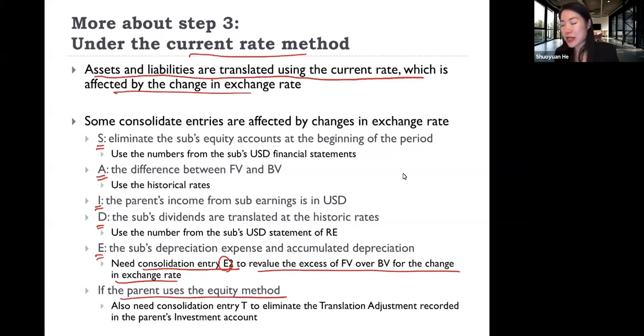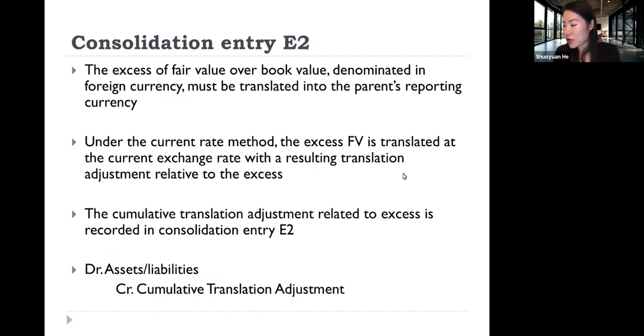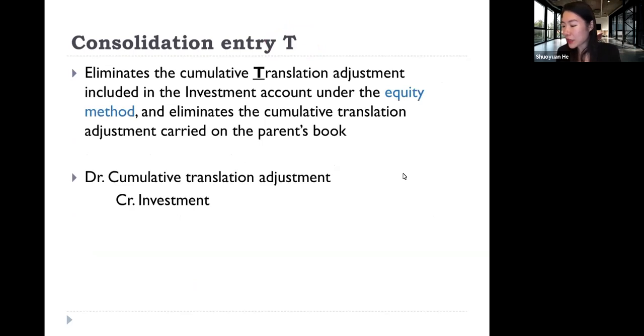And if the parent is using the equity method, we also need consolidation entry T to eliminate the translation adjustment recorded by the parent's investment account. We're going to talk more about this point later. Basically, for consolidation entry E2, the entry is to debit asset or liability, credit cumulative translation adjustment. And for the T entry, the entry is to debit cumulative translation adjustment, credit the firm's investment account. So this is just conceptually what we do in consolidation when the firm has a foreign subsidiary. And now let's look at an example.